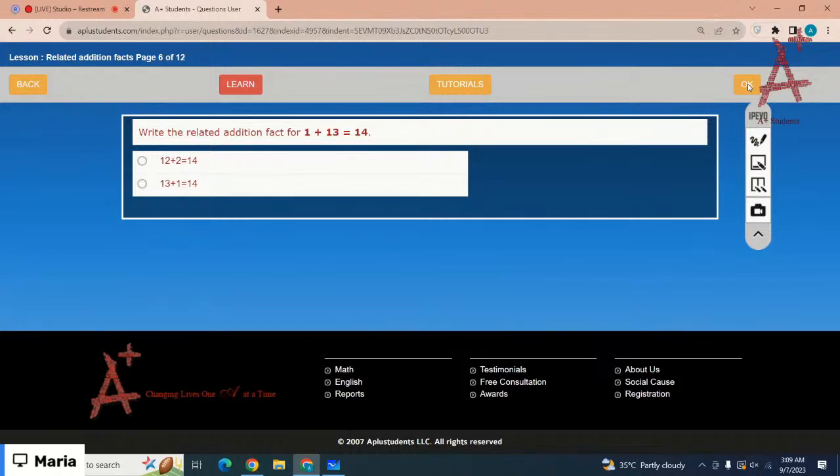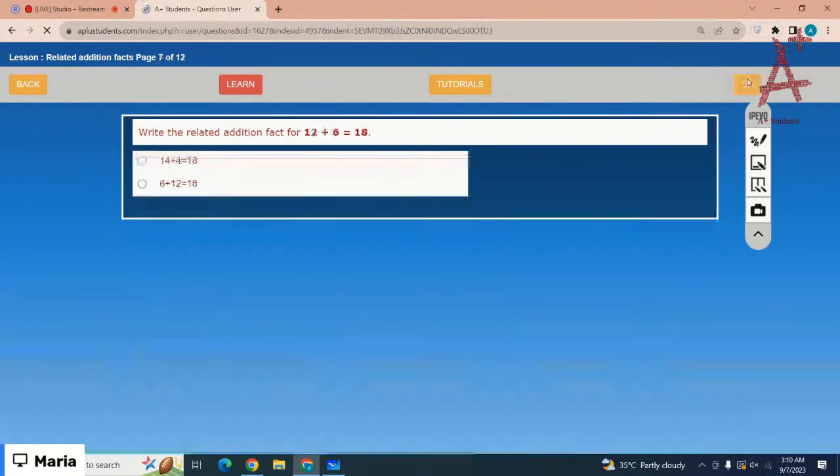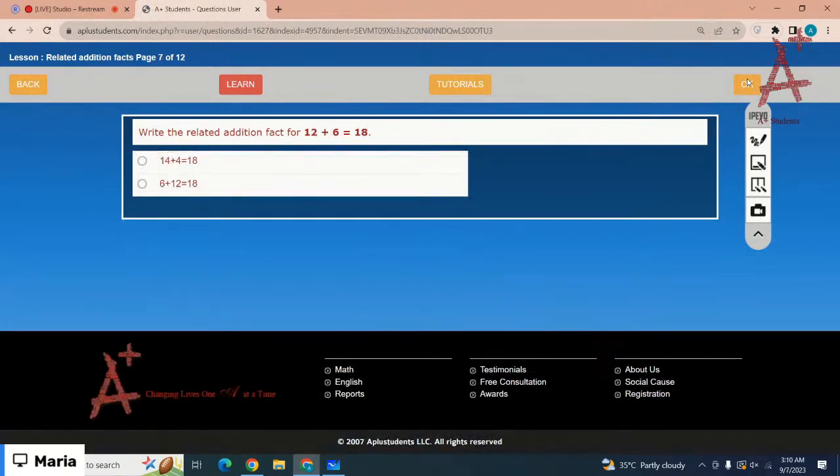Yes, that would be option number 2, right? The numbers are exactly same. Here you have 1 and 13 equals 14. So here you have 13 plus 1 equals 14, right? When you add them, they have exactly same answer. That means if you change the position of the numbers, their sum must be same, right?